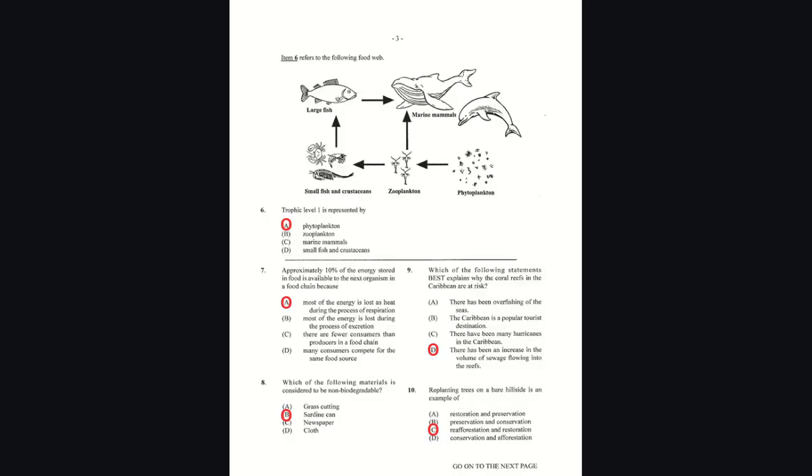Number 9. Which of the following statements best explains why the coral reefs in the Caribbean are at risk? A. There has been overfishing of the seas. B. The Caribbean is a popular tourist destination. C. There have been many hurricanes in the Caribbean. And then D. There has been an increase in the volume of sewage flowing into the coral reefs.